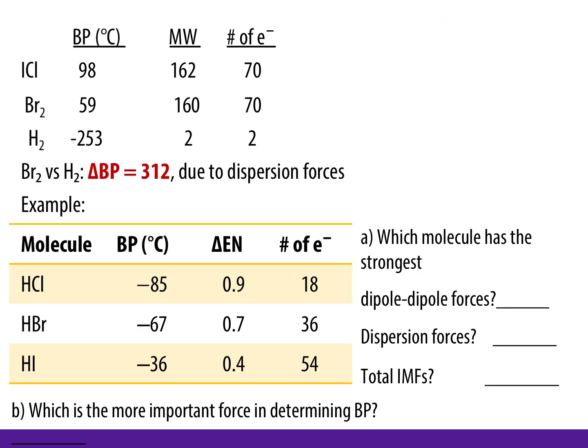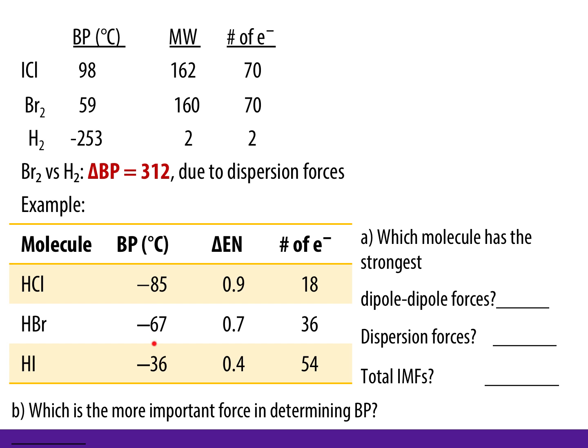Okay, so here's an example, again, the power of these dispersion forces. Br2 versus ICl. We can see that ICl, with the extra dipole-dipole forces, gave us a little boost of about 40 degrees to the boiling point. But if we think about the effect of the number of electrons, H2 is just 2 electrons compared to Br2 at 70. We've made a big increase in the size of the electron cloud, and we made a huge increase in the boiling point, 312 degrees. So huge effect from dispersion forces.